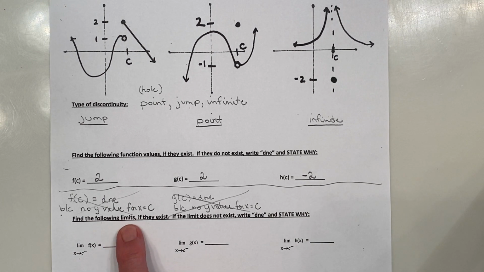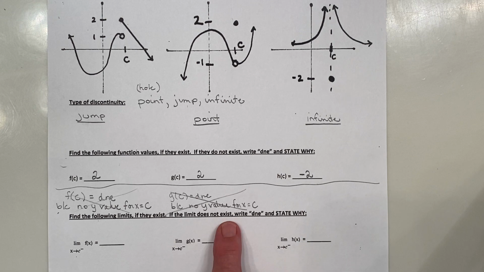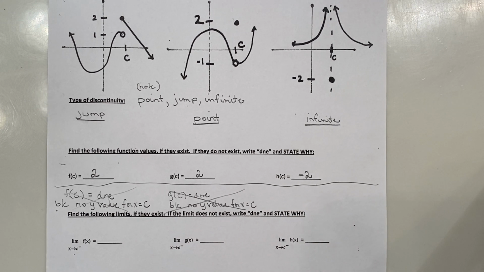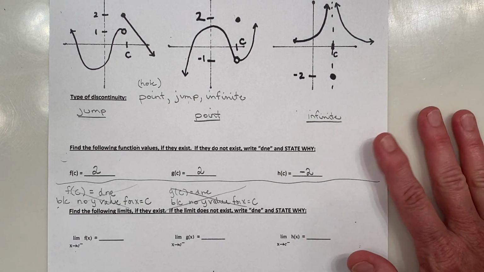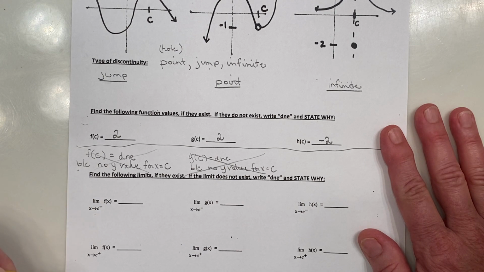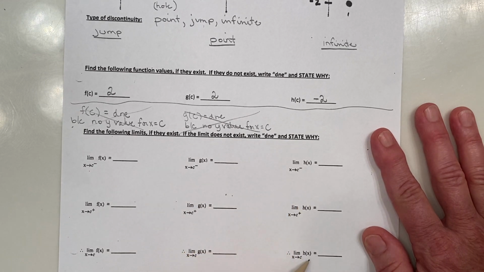All right, it says find the following limits if they exist. If the limit does not exist, write does not exist and state why. All right, so we're going to look at this in column format. We're going to look at these 3 questions first because they all deal with the f graph, as suggested by the notation. Then we're going to look at answering these three questions next because they all pertain to the g graph. And then lastly, we'll look at these three questions because they all pertain to the h graph.